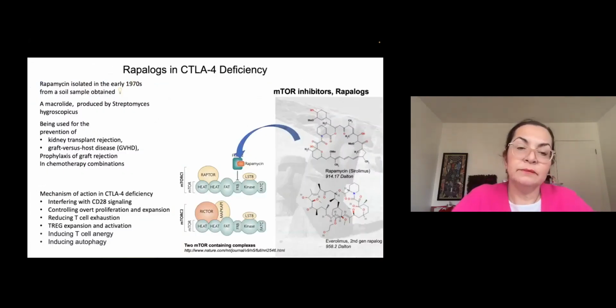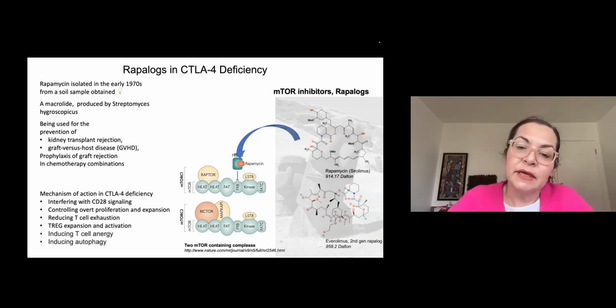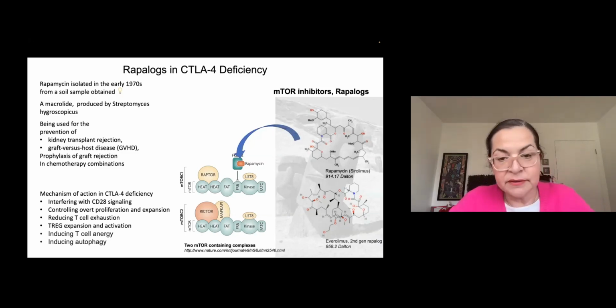So I am going to go the other way around. Instead of talking about abatacept first and our experience, I will briefly go over our experience with rapalogs or mTOR inhibitors. And as you know, the targets of rapamycin or everolimus are mTOR and mTORC1, and indirectly in the long run, some mTORC2.